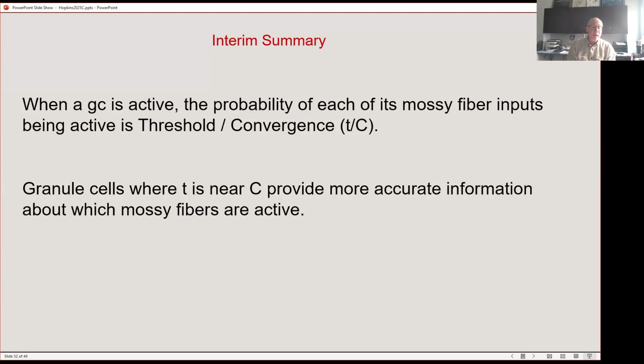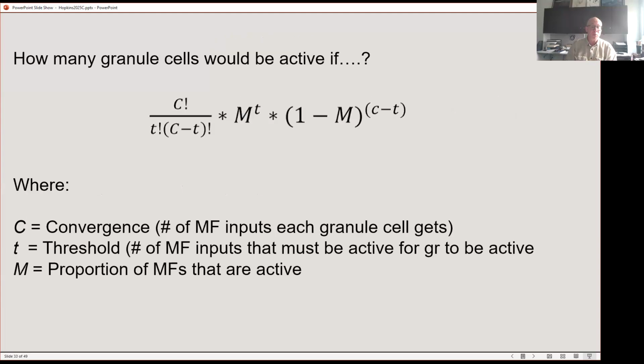Now here's the thing. If we switch gears and think about, given those parameters, how many granule cells could be active? It's kind of simple math to show. This is the equation that determines what proportion of granule cells would have T number of inputs given their convergence. C is convergence, T is how many inputs are active, and M is the proportion of mossy fibers that are active.